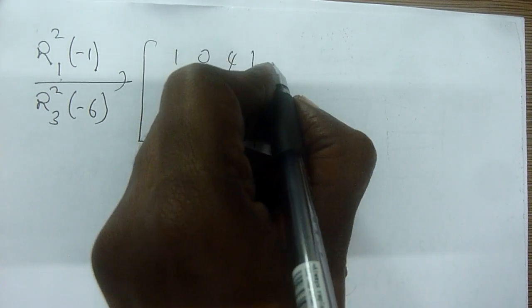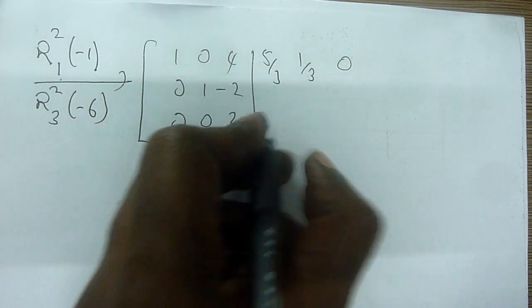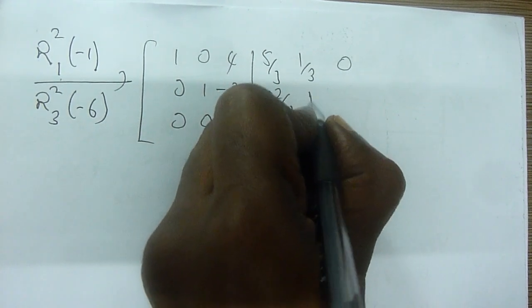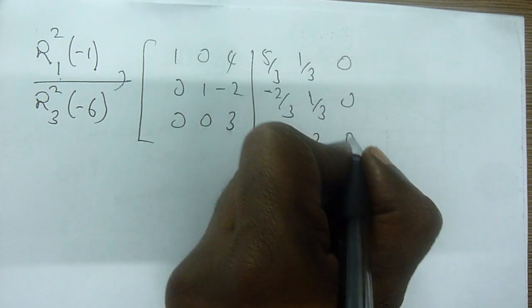Okay, this I will get here 5 over 3, 1 over 3, 0, and negative 2 over 3, 1 over 3, 0, and 3, negative 2, 0, 1.